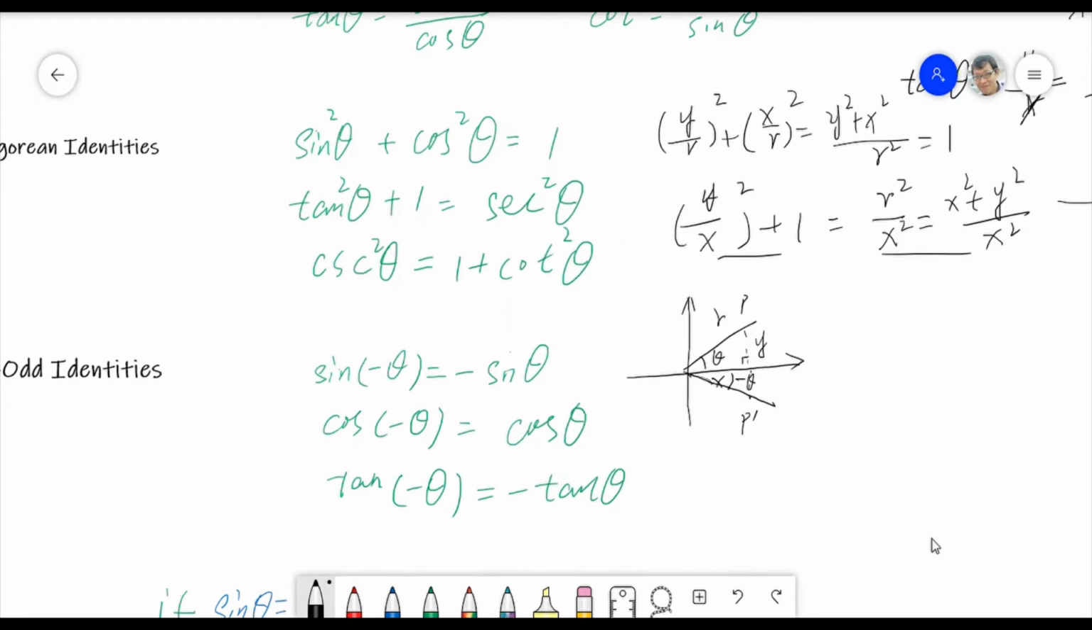X will not change, right? Only Y will change, right? R definitely will not change, because R will always be positive, right? So since only Y changes, and Y goes from the positive side to the negative side, it is definitely negative, right? The result will not change.